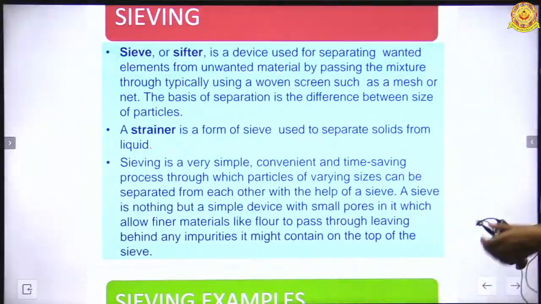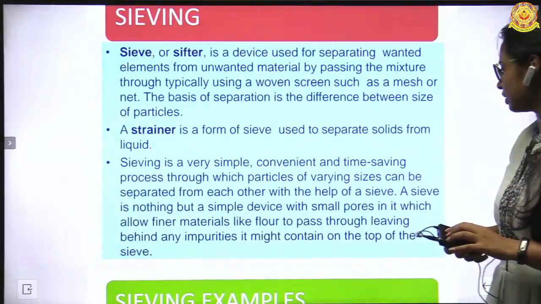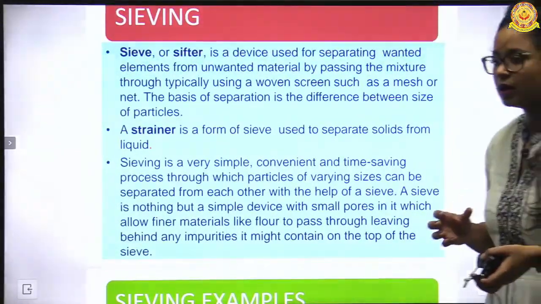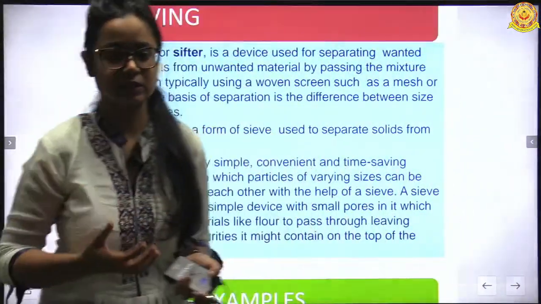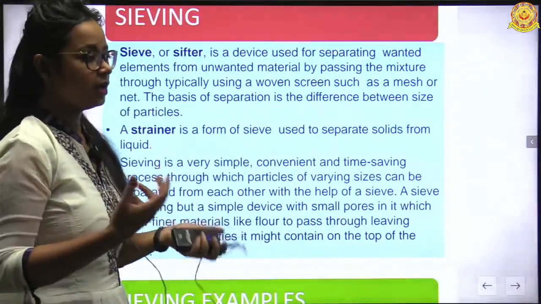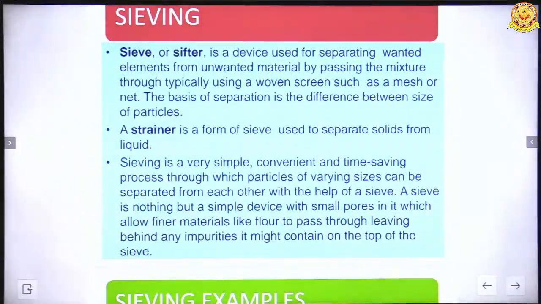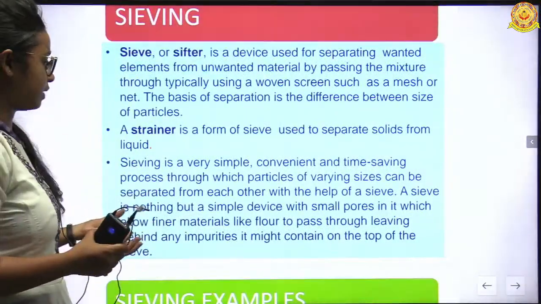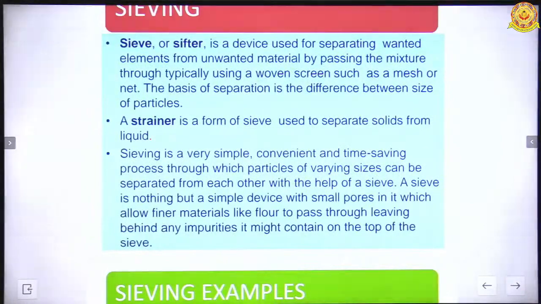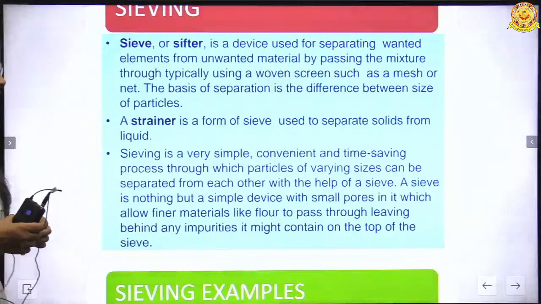Now sieving is a very simple, convenient and time-saving process through which particles of varying sizes can be separated from each other with the help of a sieve. For example, if you have not seen one, this is an example which we use in our daily life, that is tea. If we make tea, we drain the tea through the strainer. So that strainer acts as a sieve, and this is a very convenient and time-saving method by which particles of varying size can be separated from each other with the help of a sieve.